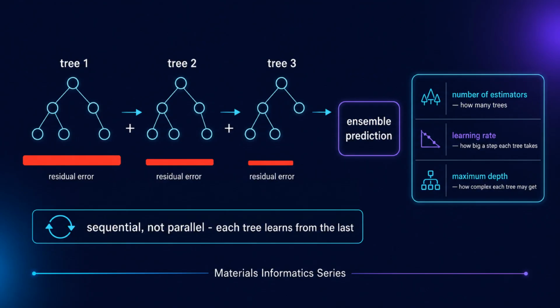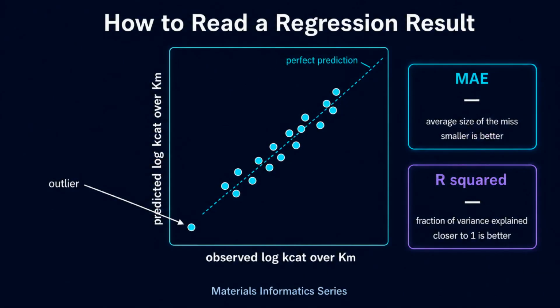For this regression task, we'll use LightGBM, a gradient boosting framework. It builds trees sequentially, with each tree correcting errors from previous ones. Key hyperparameters include number of estimators or trees, learning rate which controls step size, and maximum depth which limits tree complexity. Here are our prediction results.